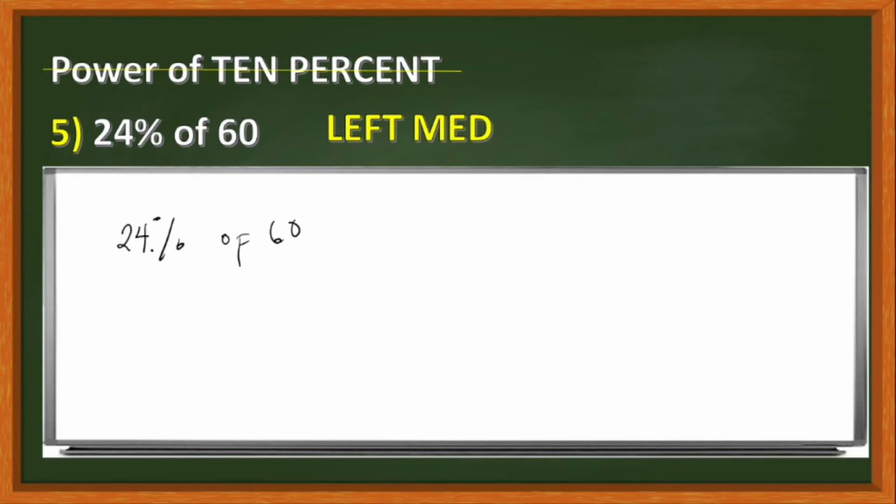So this would be a process. So we're going to move the decimal point one place. So we have now 2.4, 2 and 4/10, and 6. So you just multiply 2 and 4/10 multiplied by 6.